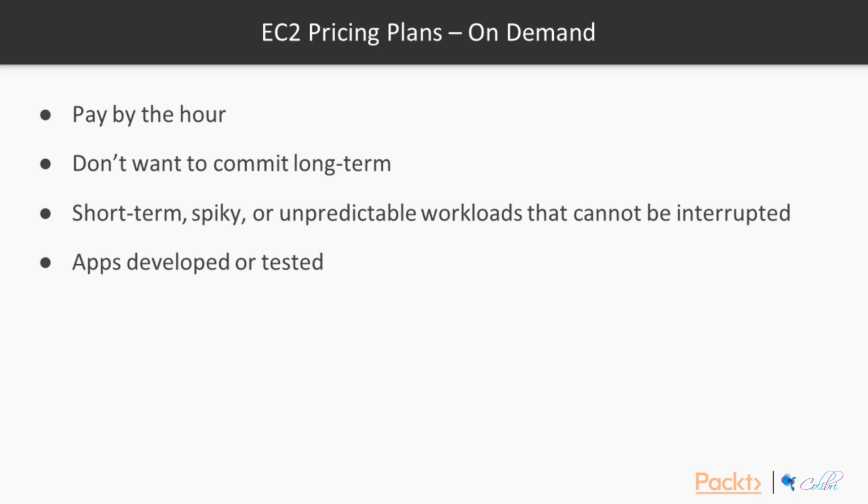This is a pay-by-the-hour price plan. This is applicable to when you don't want to commit long-term or you don't want to make upfront payments, mostly for short-term, spiky, or unpredictable workloads that cannot be interrupted. Think about using on-demand when you're developing applications or you're testing them. And we won't be using on-demand EC2 instance types for the rest of this course, just because we don't want to make any payments for any other types of instances. Plus, these are covered by our free tier.